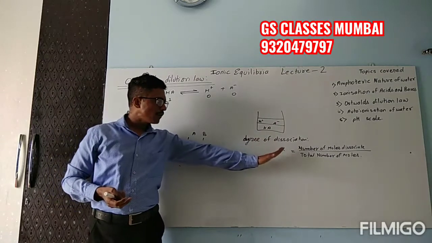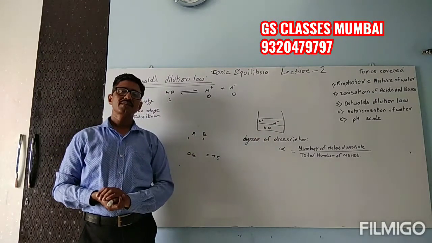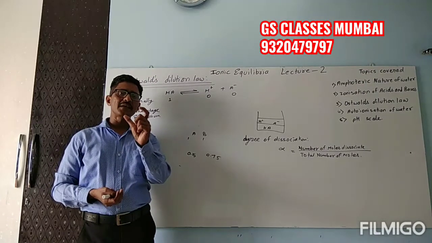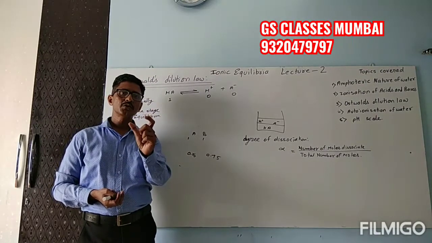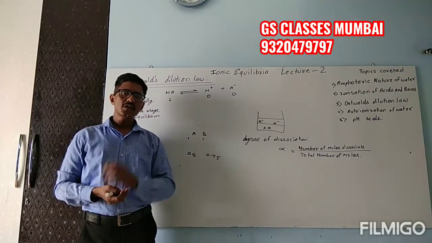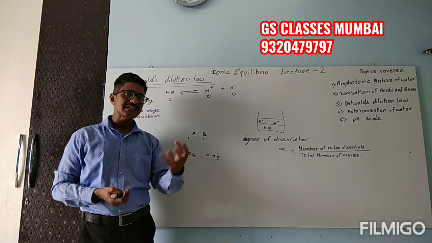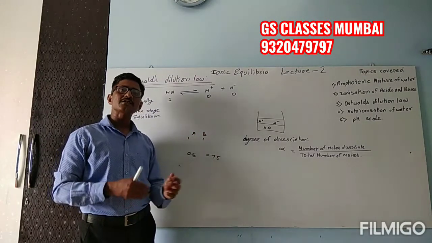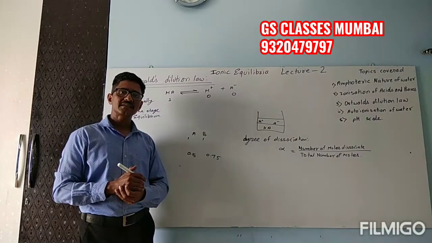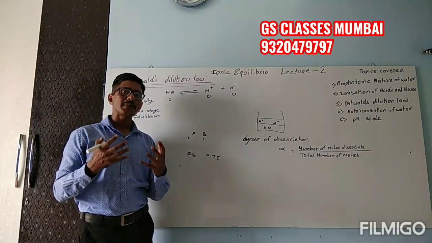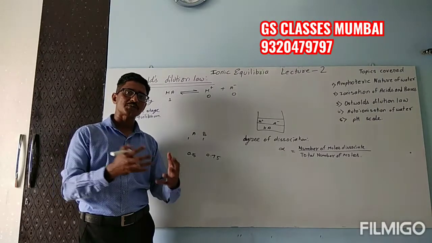This is what we are doing here. Degree of dissociation tells the ability of the given acid to get dissociated. Someone is having more tendency to get dissociated. Someone is having lesser tendency to get dissociated. It depends on the nature, on the chemical constitution of the substance.